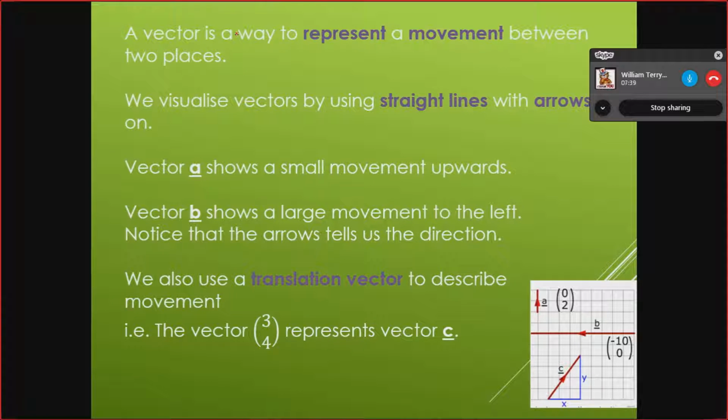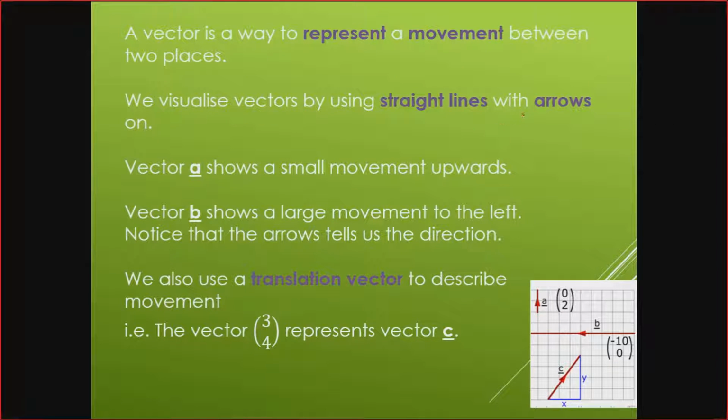So what is a vector? A vector is a way to represent a movement between two places. We visualize vectors by using straight lines with arrows on. Vector A shows a small movement upwards. Vector B shows a large movement to the left. Notice that it tells us the direction.